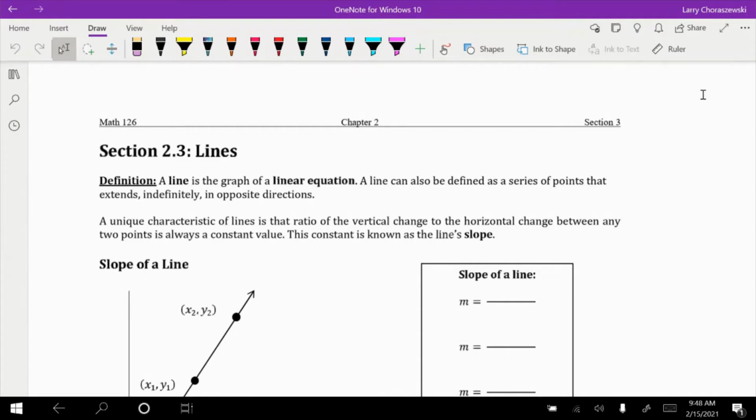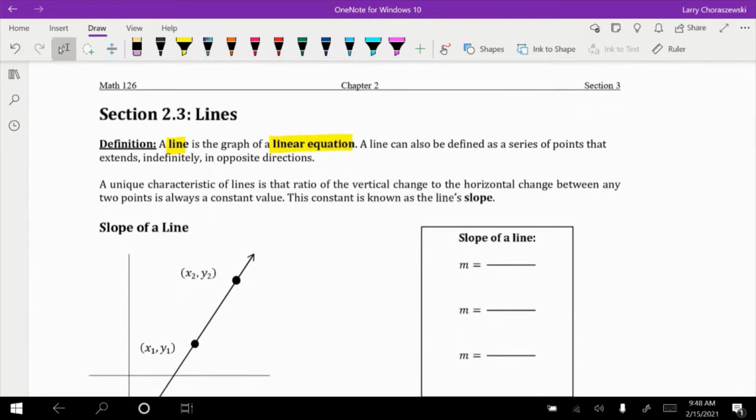So let's start with lines. Here's how our author defines it. A line is the graph of a linear equation. And I hope you guys were sitting down for that, because that is like the world's most earth-shattering news, right? But that's one way of defining a line.